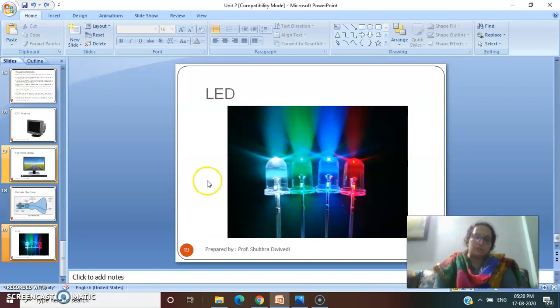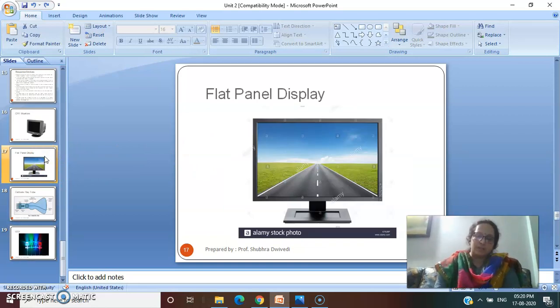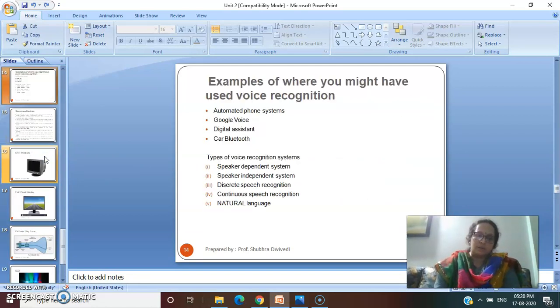Okay, LED lights you all have seen. So see, LED, this is which type of flat panel display? Emissive display. And your LCD is a type of non-emissive display. We will be covering them in detail in our coming classes.